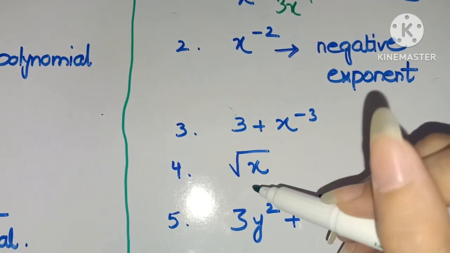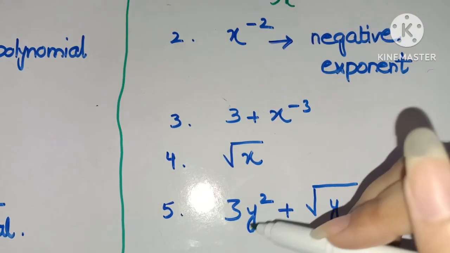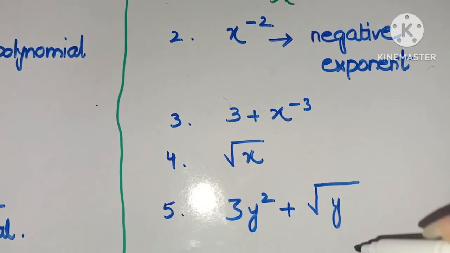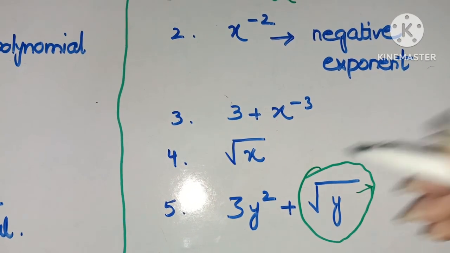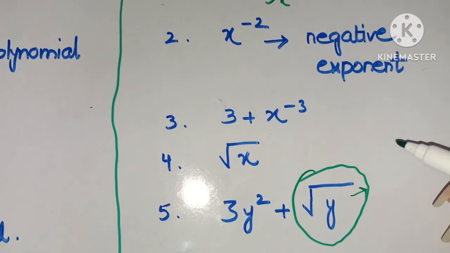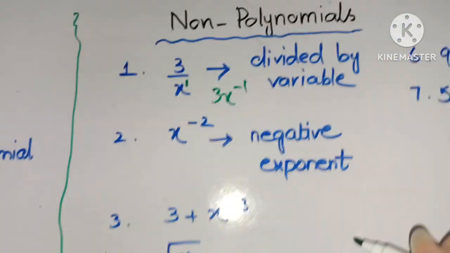Here, root x is also not a polynomial. 3y squared plus root y is also not a polynomial because of this term. Because of this term, this is not a polynomial expression. This is a non-polynomial expression.